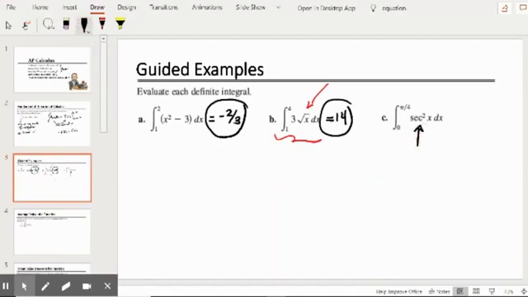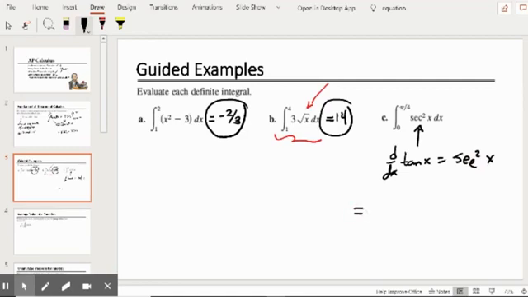So the first thing we need to look at here is secant squared x. This is one of our memorized antiderivatives. So we ask, what function's derivative is secant squared? And you should say, well, the derivative of tangent x is secant squared x. So that means that the antiderivative of secant squared x should give us tangent x.